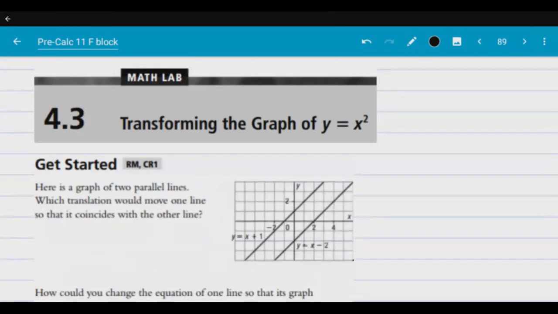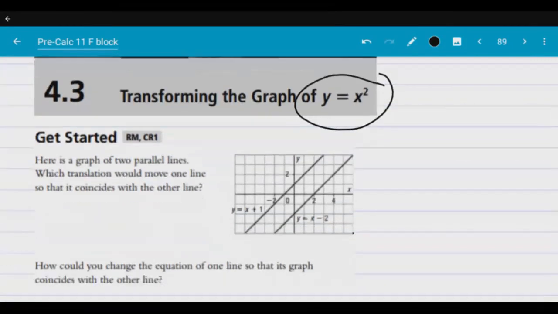This one, y equals x squared, is the parent function of the quadratic function because everything starts with this. Y equals x squared is a quadratic function, therefore it is going to be a parabola. So let's look at how we begin with this lesson.